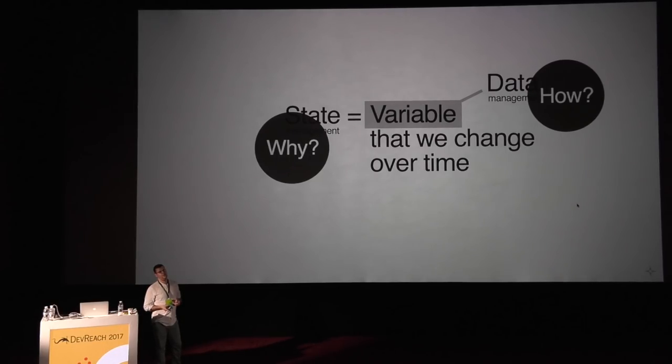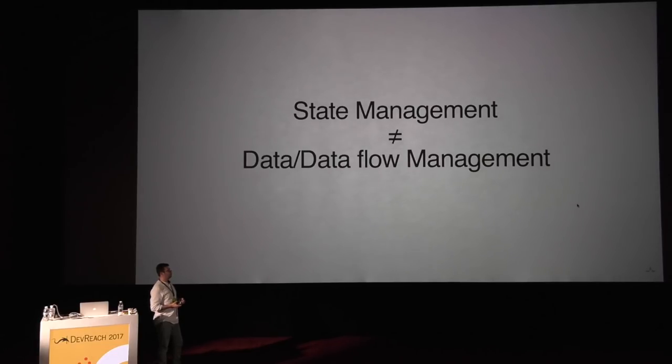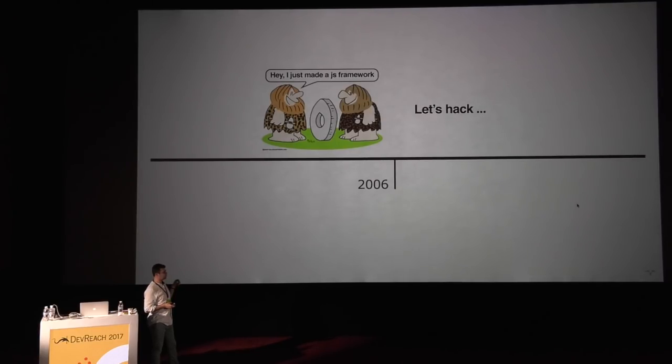And I think you know that in front-end development, especially developing UI, the most difficult thing is actually managing state. This has been clear for years. If you ask a developer who works with UI in any environment, he or she will probably answer that the most difficult thing in UI is actually state management. So state management is different from data and data flow management. And now I want to show you how I was approaching state management for the last maybe 11 years or so. I started writing JavaScript in 2006.